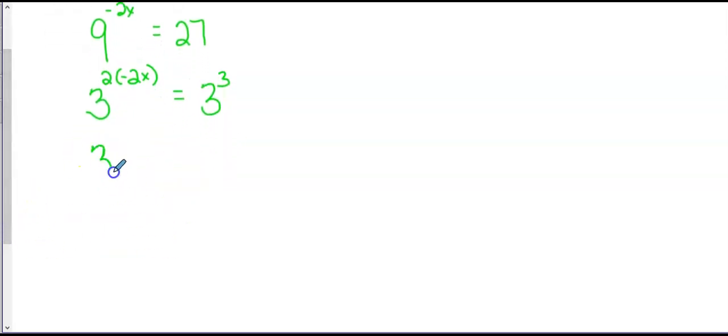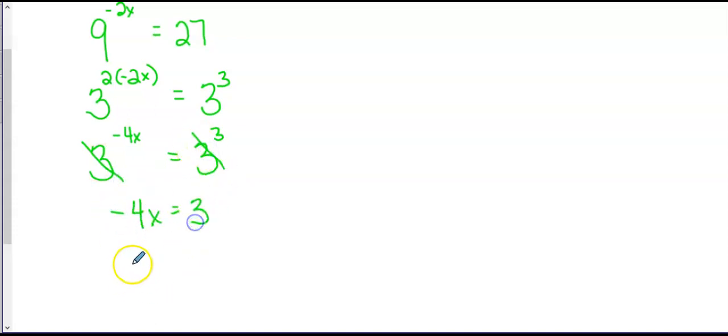Okay, so then I have 3 to the negative 4x equals 3 cubed. And then I can cancel these. Negative 4x equals 3, divide by negative 4, x equals negative 3/4. So again, you can go over to Desmos and check this, but you could only check this part right here. You couldn't check all this up here. You wouldn't be able to find the point of intersection, so it's almost not worth it to do that.